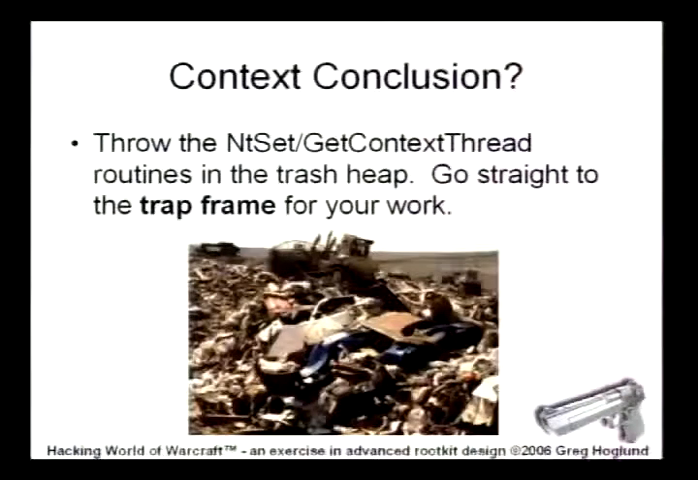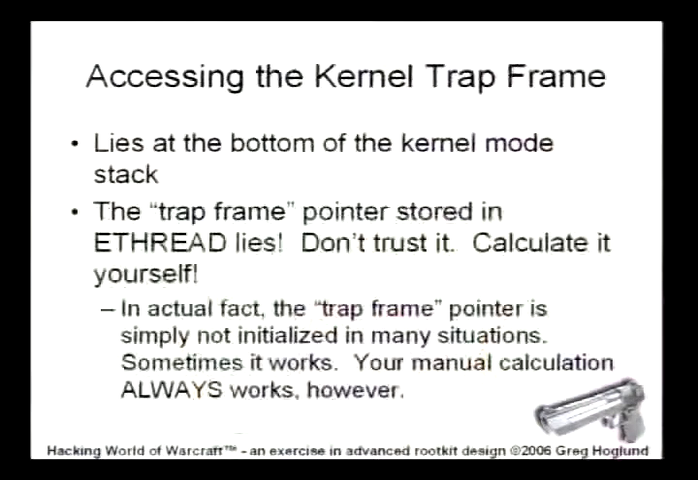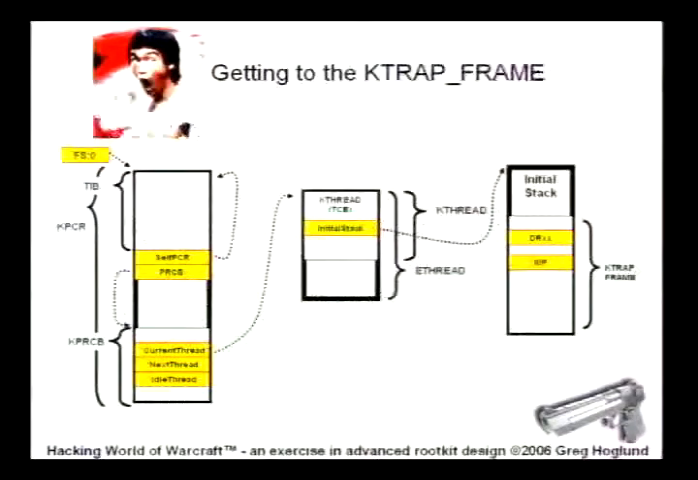If you can find the kernel trap frame, you can set anything you want, DR registers, EIP, for the user mode thread. As soon as it transitions back into ring 3, all your context immediately becomes live. It lies at the bottom of the kernel mode stack. To find it though, don't trust the pointer that's in the EThread block. It lies. Instead, you can use the initial stack pointer and do a calculation. And I think I actually show that here.